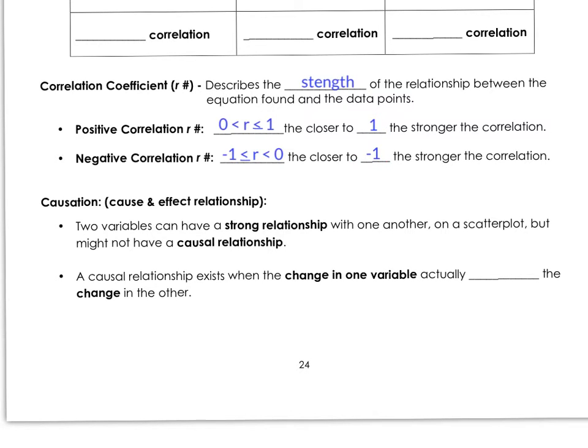The next thing that we'll look at is causation. This is a cause and effect relationship. Two variables can have a strong relationship with one another on a scatter plot, but might not have a causal relationship. A causal relationship exists when the change in one variable actually causes the change in the other. Again, that's called a causal relationship.